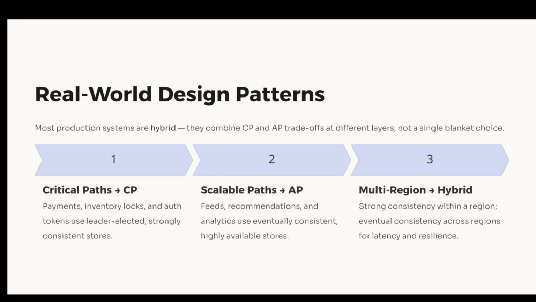Real-world design patterns. In practice, most systems are hybrid. We use CP for critical paths and AP for scalable paths. Leader-based systems enforce consistency. Eventually consistent systems prioritize availability. In multi-region systems, we often use strong consistency within a region and eventual consistency across regions. So the key idea is real systems combine CAP trade-offs at different layers.